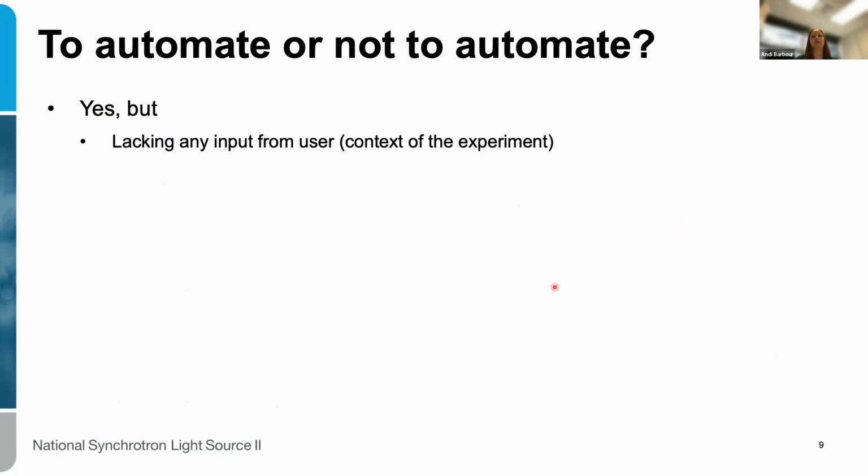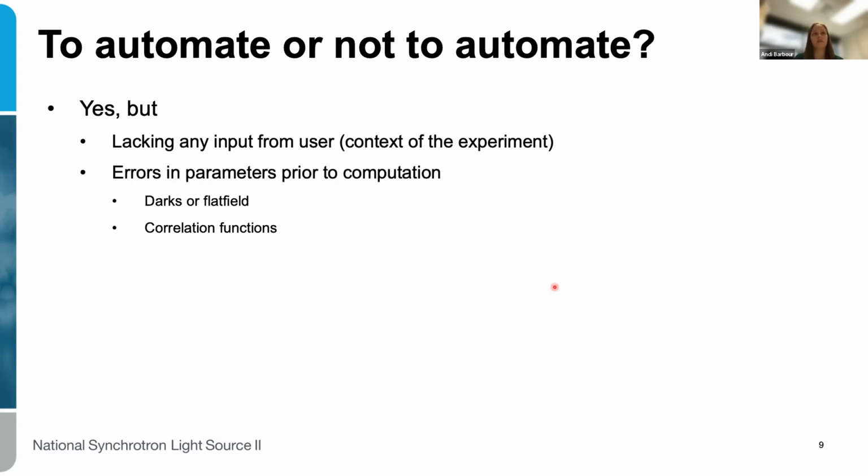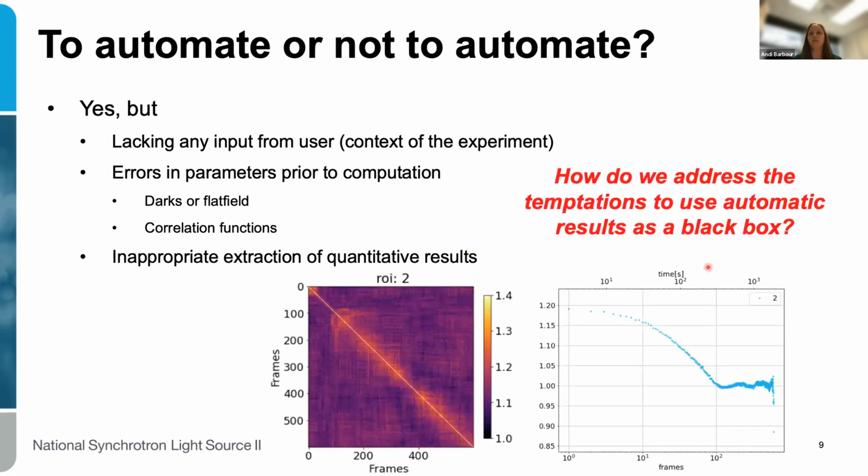So I guess the big question is to automate or not to automate, and I think most everybody here would say yes, but there are concerns that I've heard from colleagues. So first of all, you're lacking the context of the experiment, and that's the bringing the human in the loop part. There are also errors in the parameterization prior to computation. That could be from image normalization to the output of the correlation functions, or even fitting the functions themselves. And finally, there's the inappropriate extraction of quantitative results. And so I guess once you automate everything, how do we, as a beamline scientist or data scientist at the facility, address the temptation to use the automatic results as a black box?